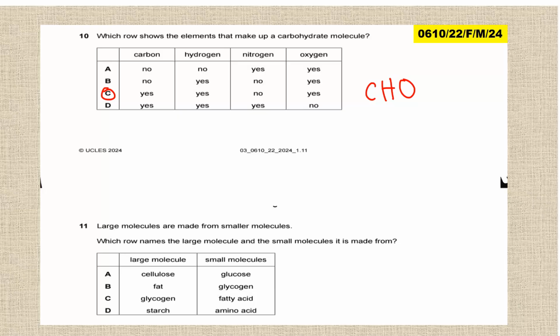Question 11, large molecules are made from smaller ones. Which row names the large molecule and the small molecule it is made from? You remember that I said such questions you find them, and I have seen quite a number of questions. So large molecule cellulose made from smaller molecule glucose, yes. Large molecule fat made from glycogen, no. Glycogen, fatty acid, no. Starch, amino acid, no. So the answer is A.